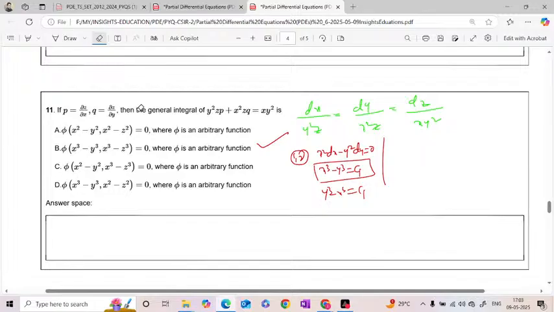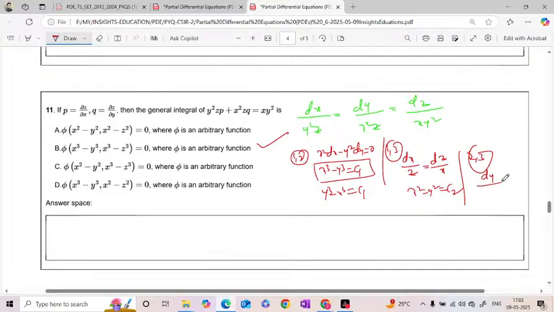So 1 3 is x cube minus y cube or y cube minus x cube. Next one, 1 3 1 2. 1 3 is dx by z and dz by x. So x square minus y square is equal to constant. Next one, 2 3. In the 2 3 combination, dy by xz and dz by y square. So 2 3 combination we will leave, not possible.